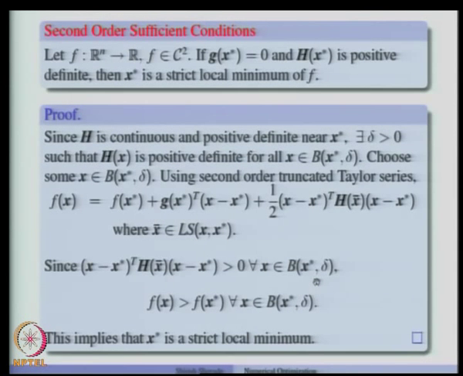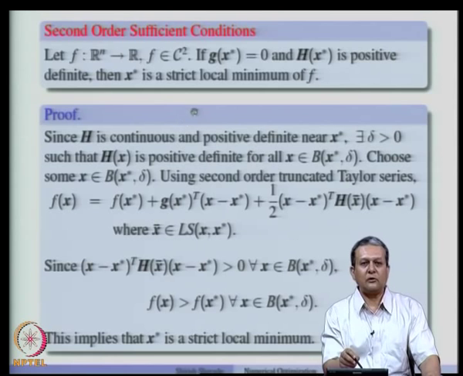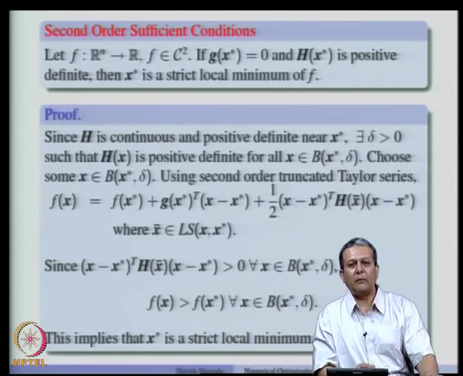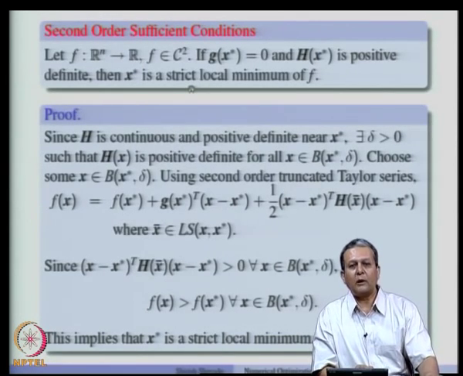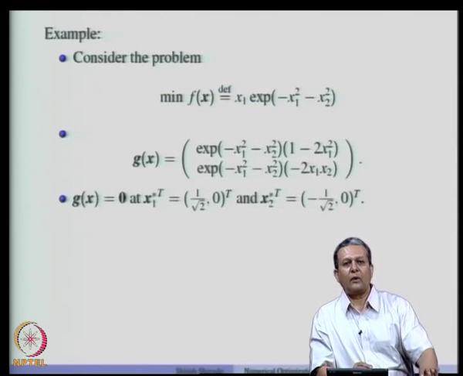So, remember that for sufficient conditions, we need h of x star to be positive definite. Then the result is also stronger, in the sense that it says that in that case x star is the strict local minimum of f. So, the necessary conditions were related to the local minimum, while here the sufficient conditions are related to strict local minimum of f. Now, we will see some examples to illustrate these necessary and sufficient conditions.